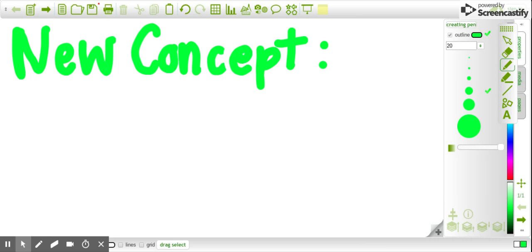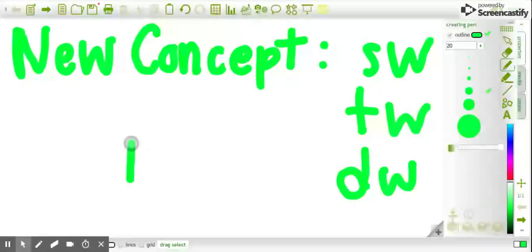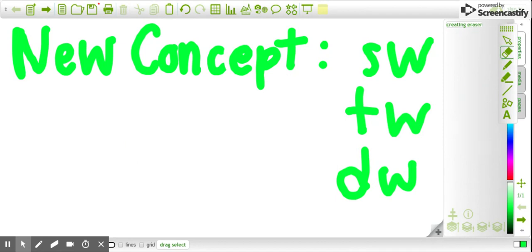They will be SW, TW, and DW. Now I'm going to show you some words that have each of these blends in them, and then we'll do a few more things with them. So first, let's take a look at the SW blend. Let me get my eraser here first. All right, SW. Let's see what we have here.